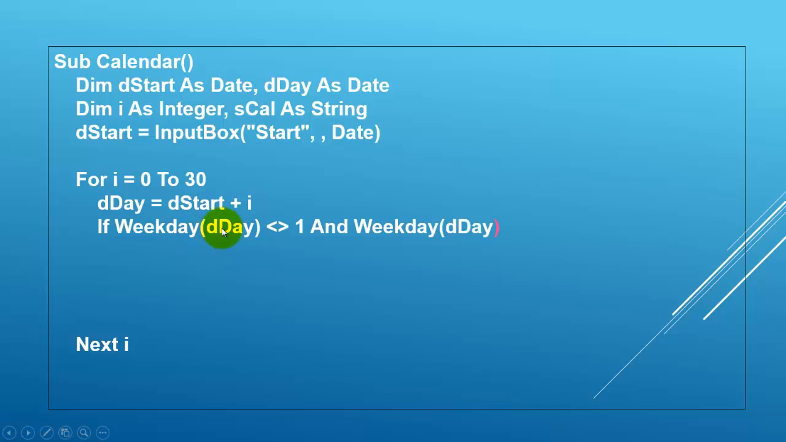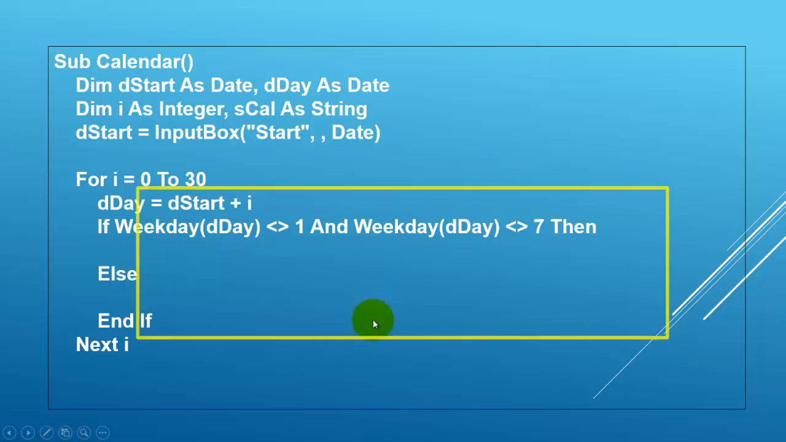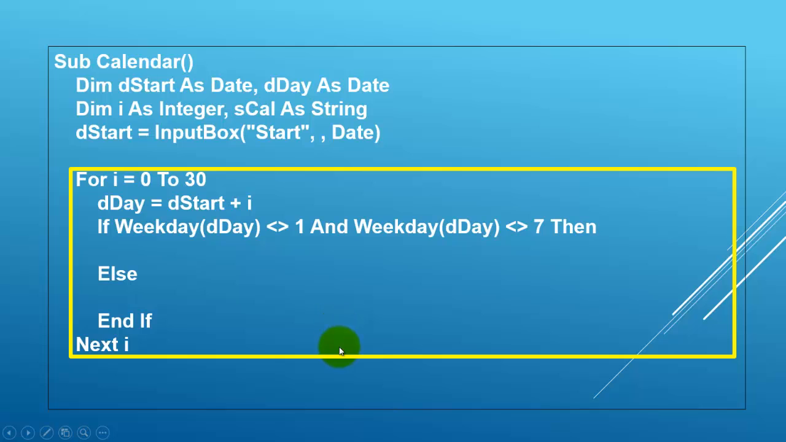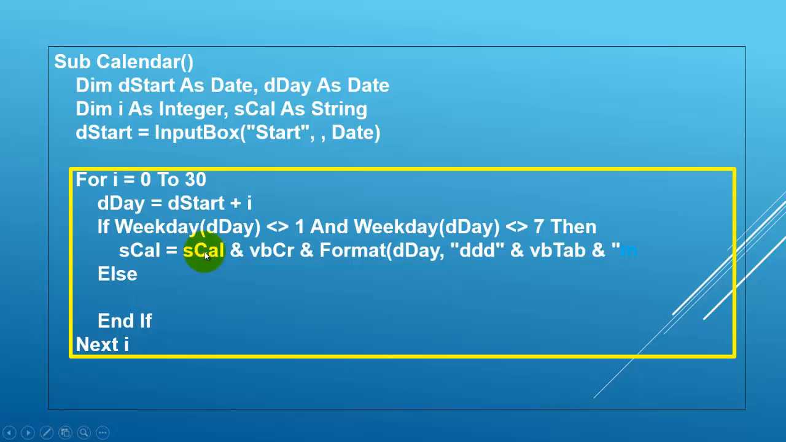If the weekday of this DDay is not 1, if it's not a Sunday, and the weekday of DDay is not a Saturday, then we add it to the list, else we don't add it to the list. That is the For loop. What do we do in the If clause? We say to the string, take what you had already, which is the first time nothing, add a carriage return to it, that means go to the next line in the message box, and display DDay, but in a nice format with 3 letters for the day.